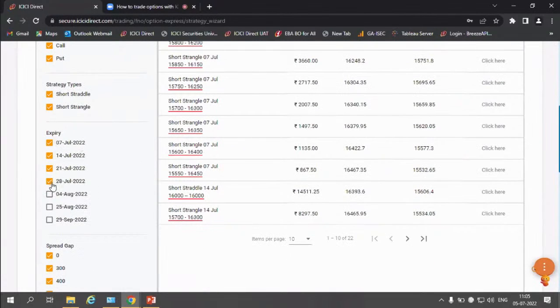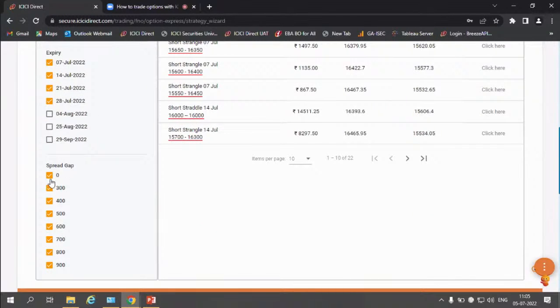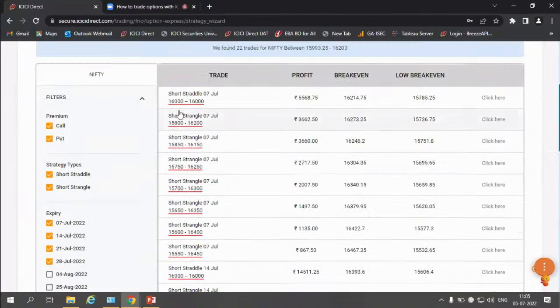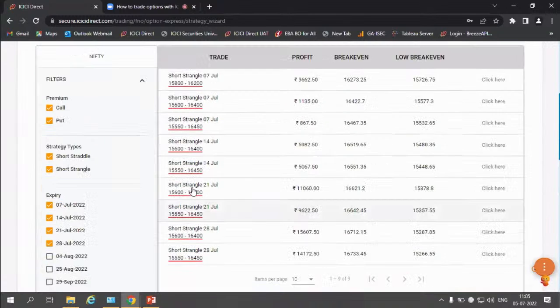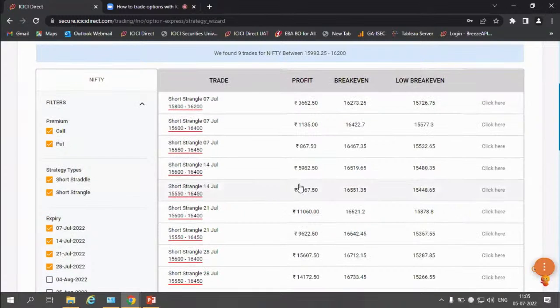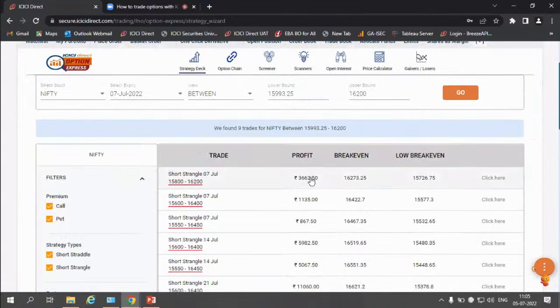So again, with the expiry date, you want to select it based on the expiry that you want to trade. Again, the spread gap is the gap between the strike prices, basically 15,800 and 16,200 is like a 400 gap. So if you select a 400 gap, it will give you the strategy based on that, and at the same time you'll be able to see the profit that you will be making, and the break even that you have to pass through.